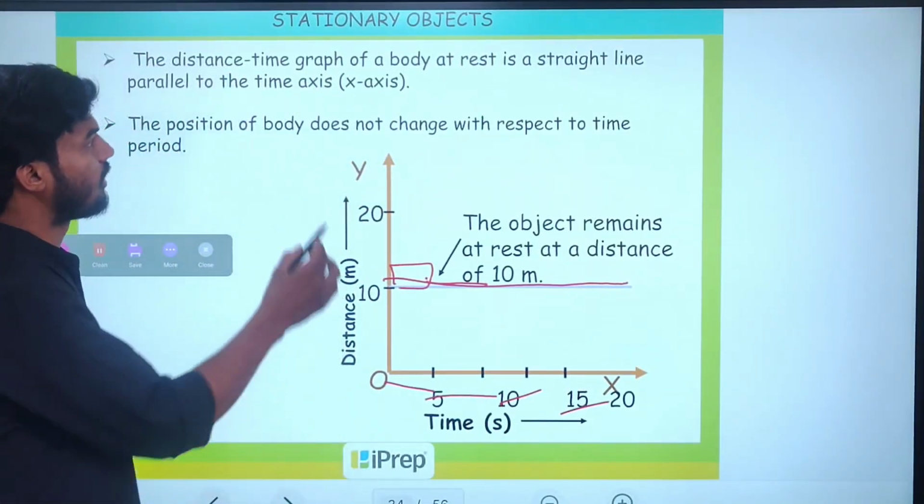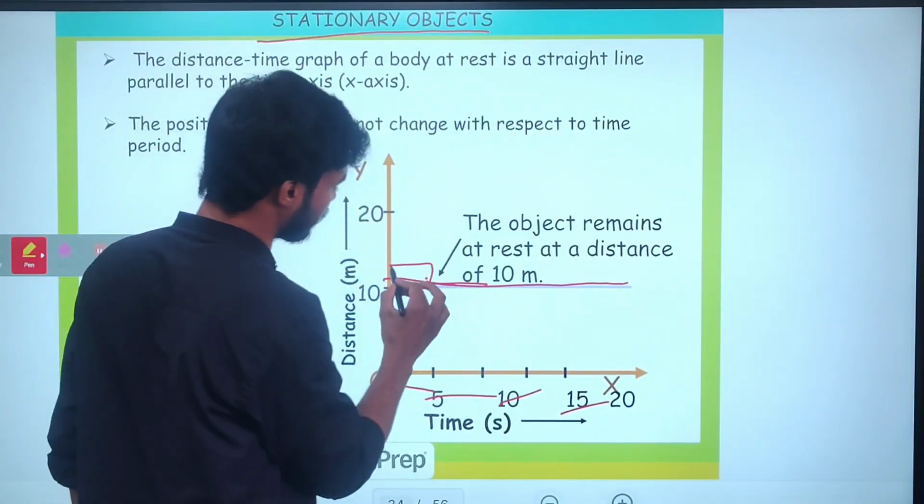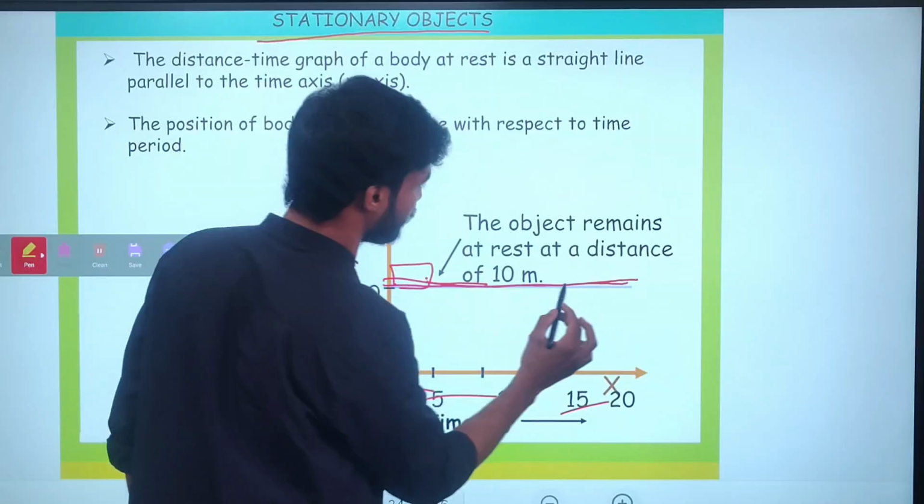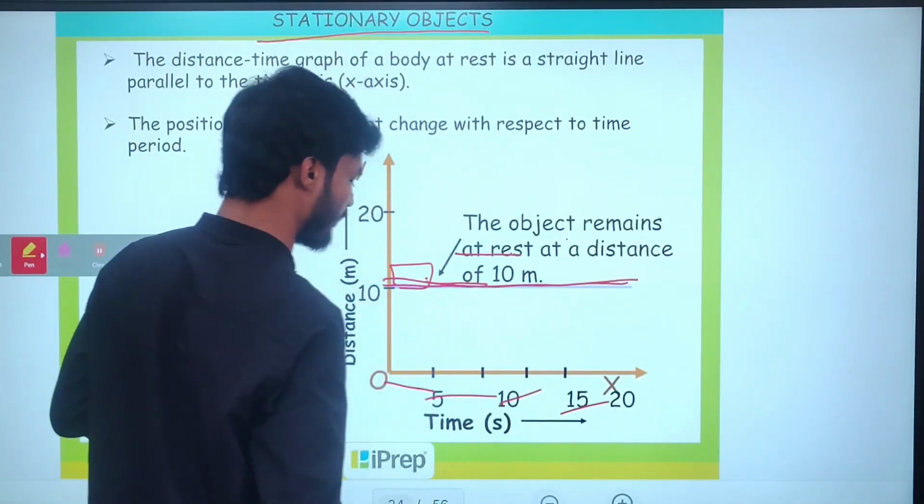Then for the stationary object, the distance time graph is in this position, meaning it remains at rest, in the form of a straight line.